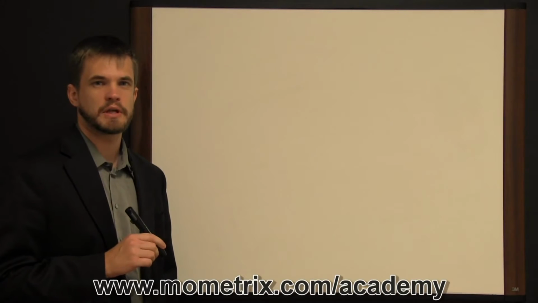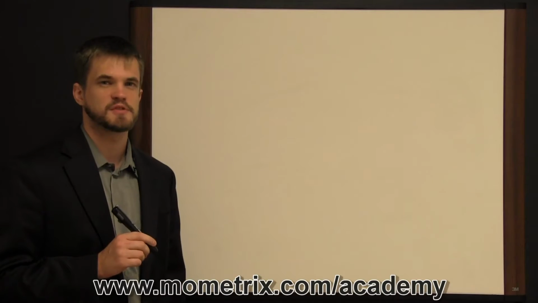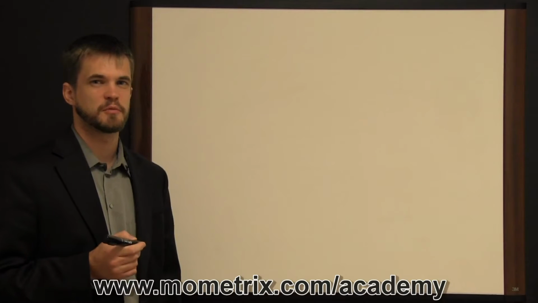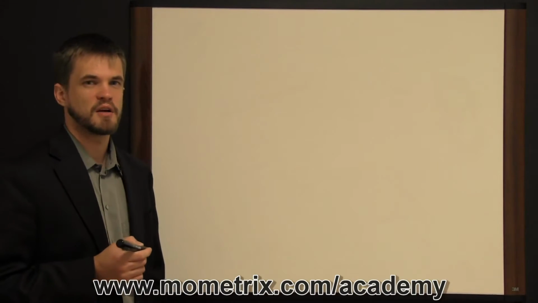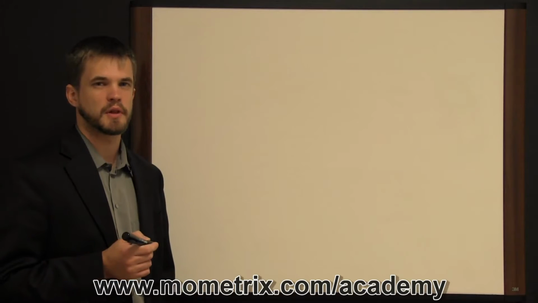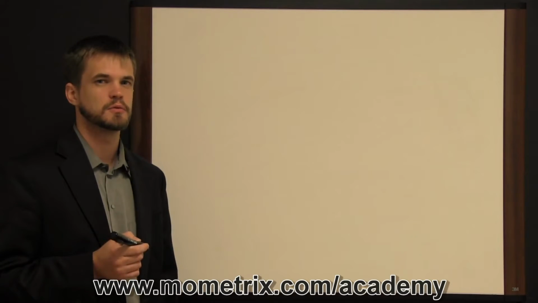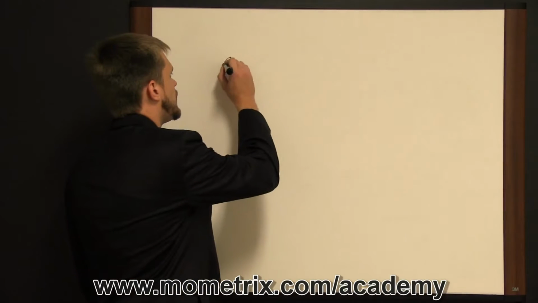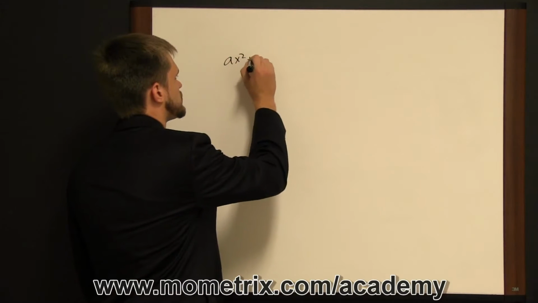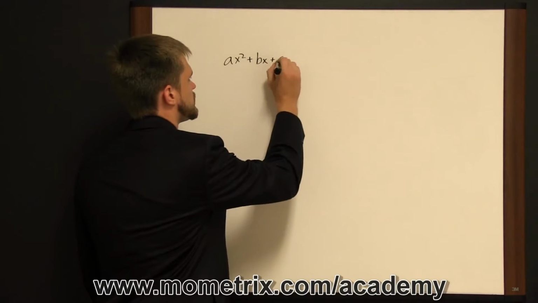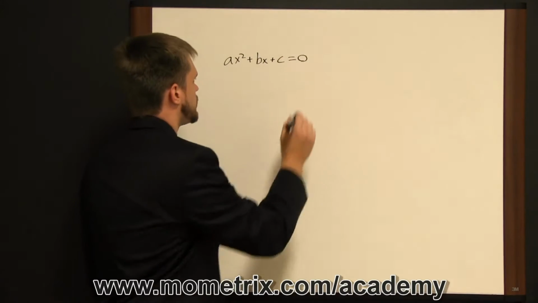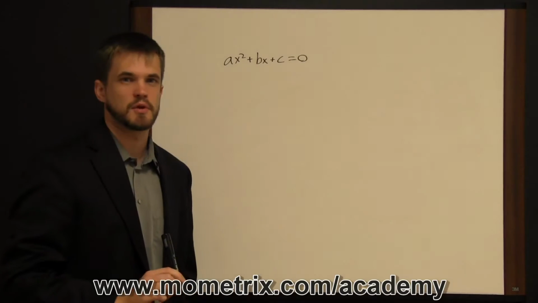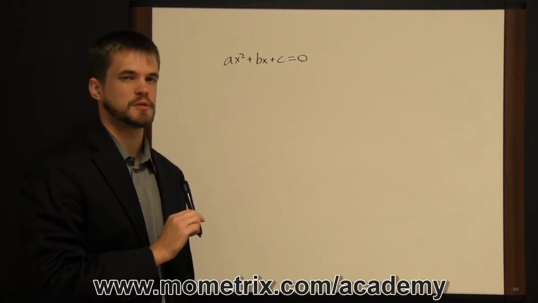In this video, I want to look at a shortcut for solving certain types of polynomial equations. Now, the polynomial types that we've mostly looked at so far have been ones where the highest power of x is 2. So we have something like a times x squared plus b times x plus c equals 0. And this type of polynomial equation is also known as a quadratic equation.